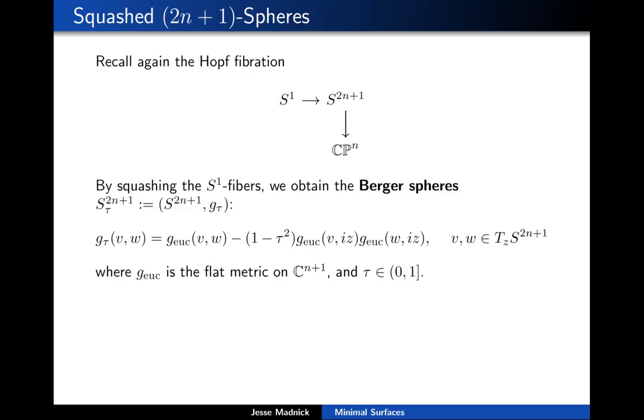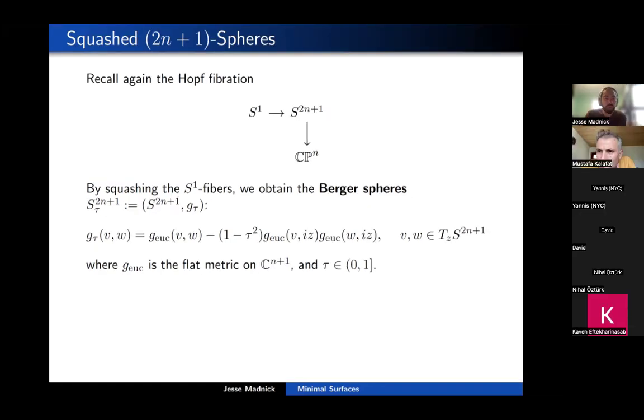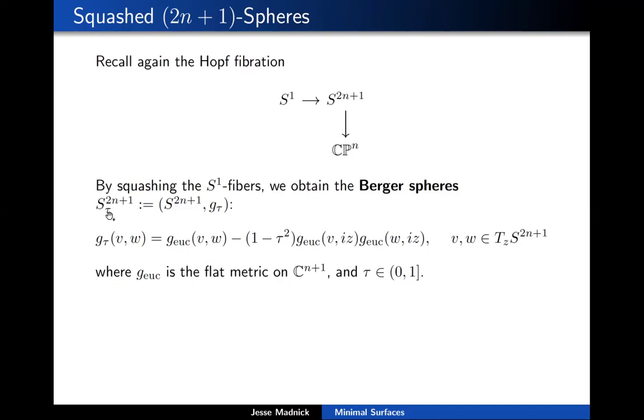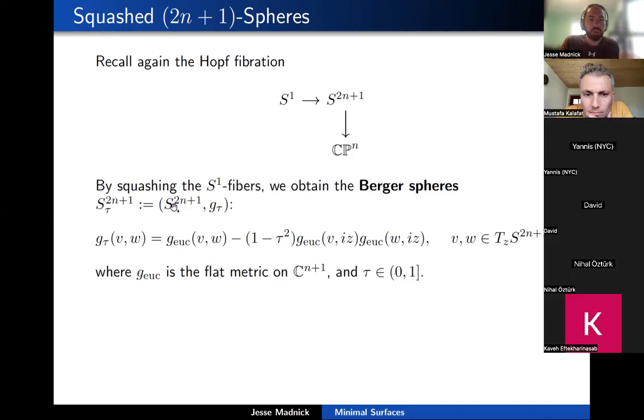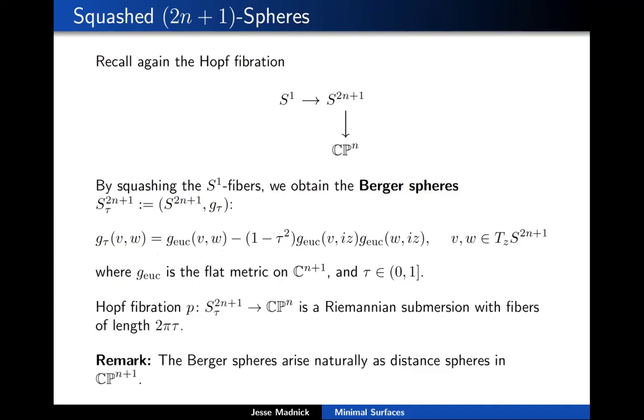Okay, so these Berger spheres are homogeneous Riemannian manifolds. I'm going to denote them, following Torralbo and Urbano, by S^{2n+1}_tau. So this is the (2n+1)-sphere, but now I have this metric here. Notice that if tau is 1, I get the round metric back. Geometrically, the Hopf fibration for this new metric continues to be a Riemannian submersion, but now the fibers have length 2 pi tau. So you can imagine squashing them to 0.